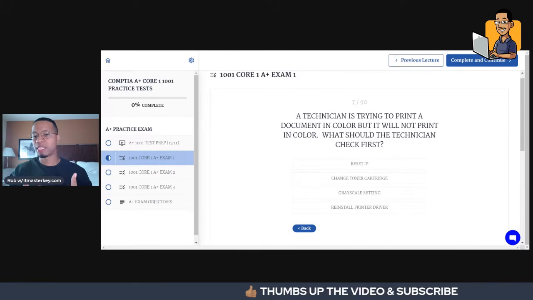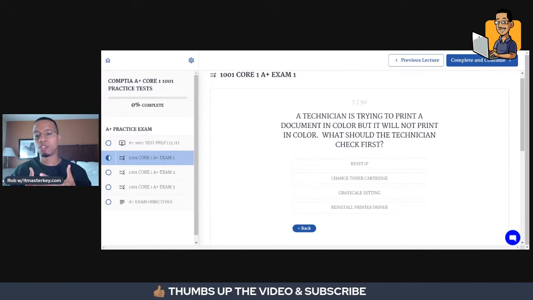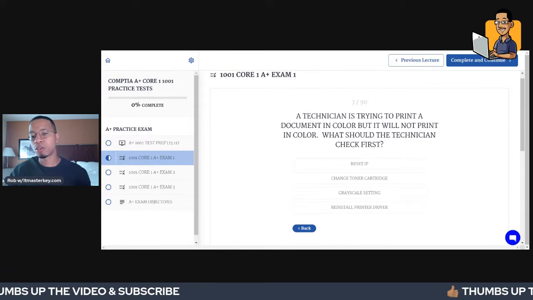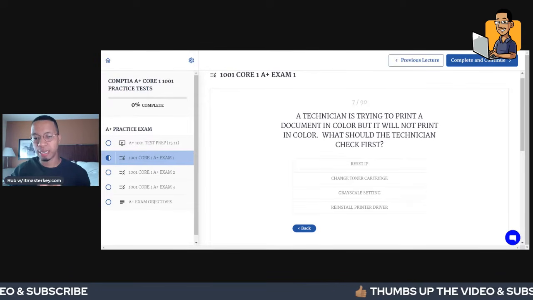All right, so they reset the IP. Should they change the toner cartridge? Should they look at the grayscale settings, or should they reinstall the printer driver? What's the first thing they should check?